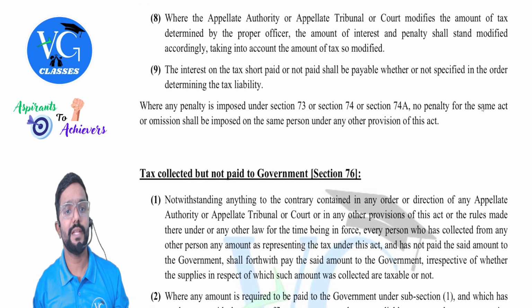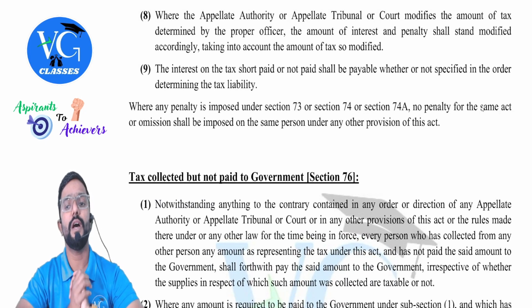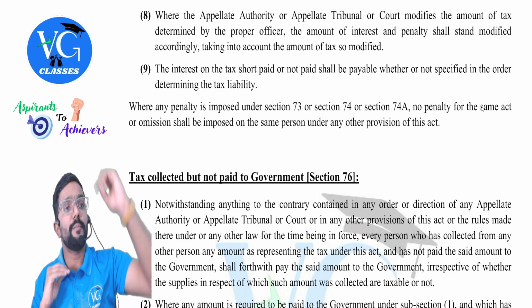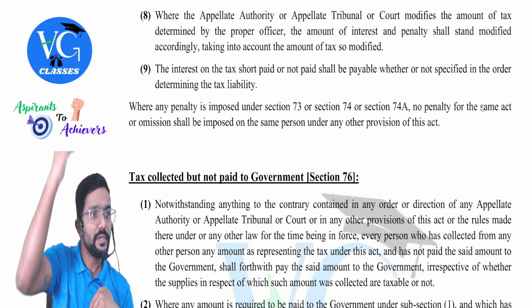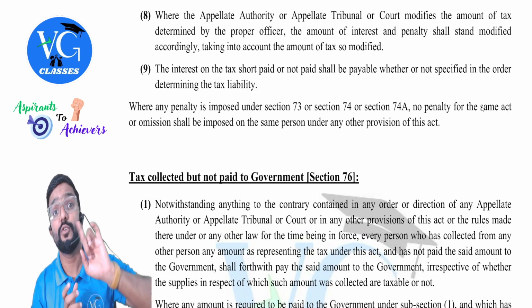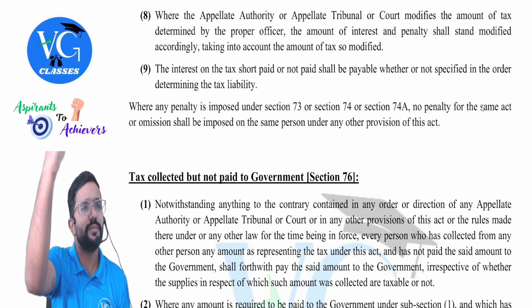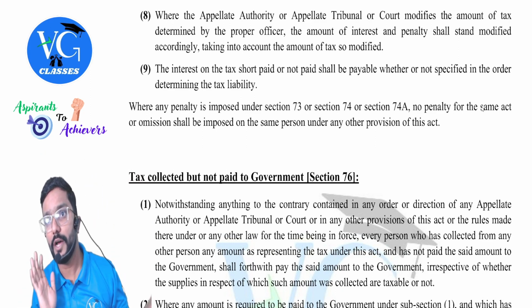Subsection 8. Where the appellate authority or appellate tribunal or court modifies the amount of tax determined by the proper officer, the amount of interest and penalty shall stand modified accordingly, taking into account the amount of tax so modified. Now, the proper officer has to pass the order without changing the amount which is mentioned in the notice. Now, proper officer has passed the order. Can court change this amount?